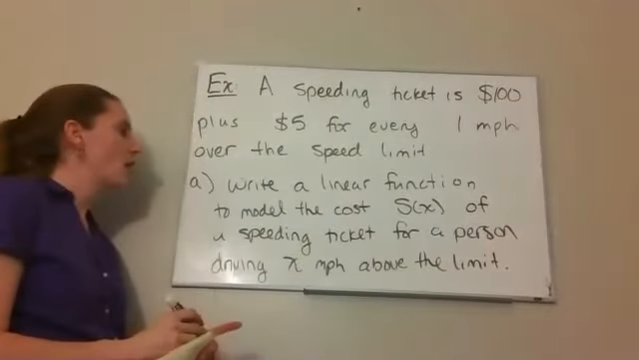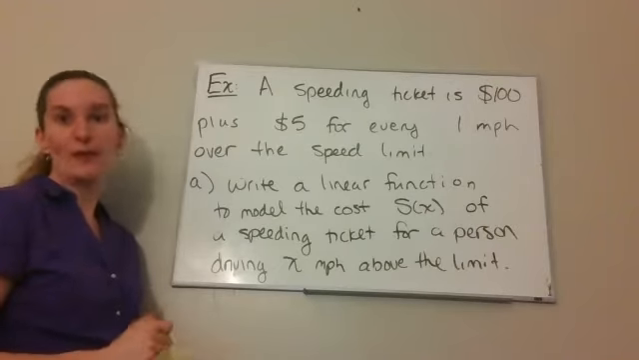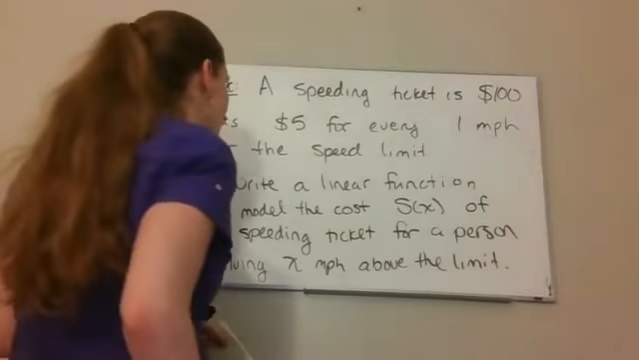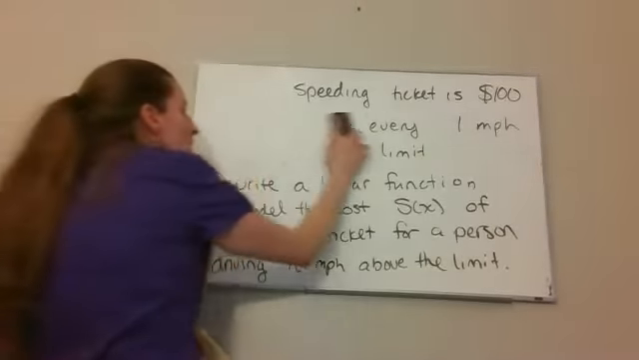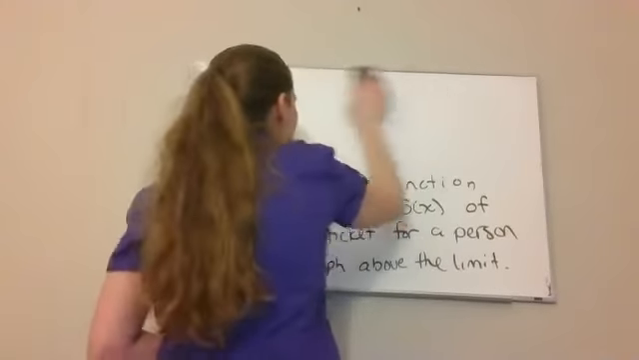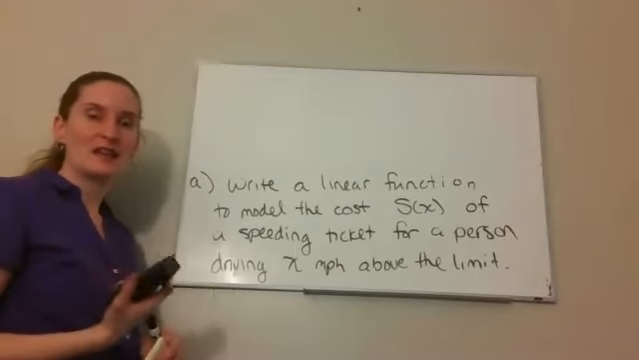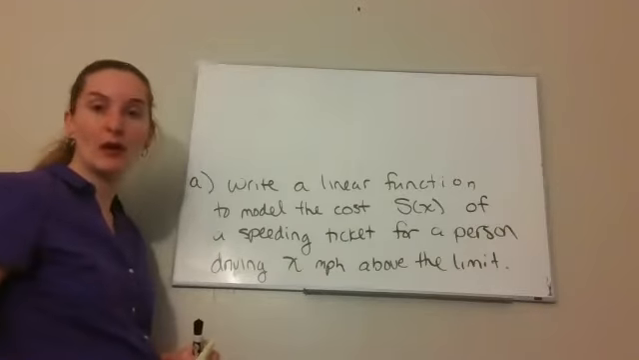All right, so our linear function is going to be named S of x for speeding ticket, and we have x as the number of miles per hour above the limit. So we already know that no matter what, your speeding ticket's going to be at least $100. That $100 stays there every single time. And then it says that we're adding $5 for every single mile per hour above the limit.